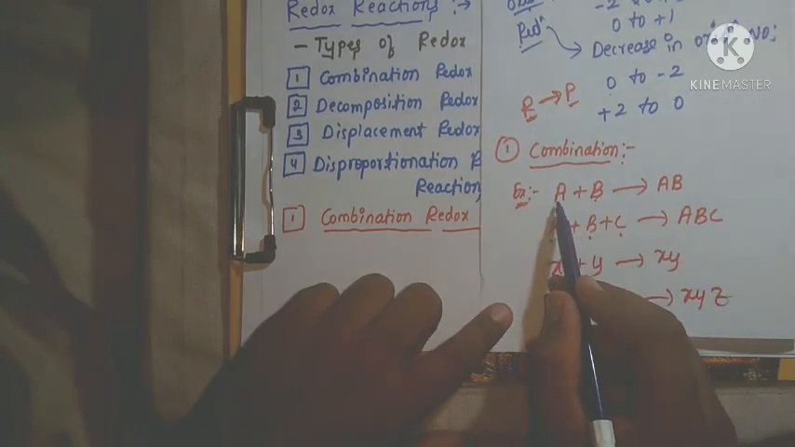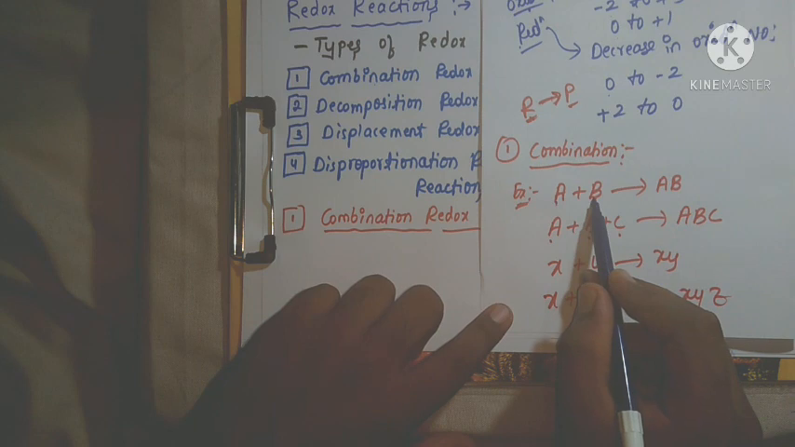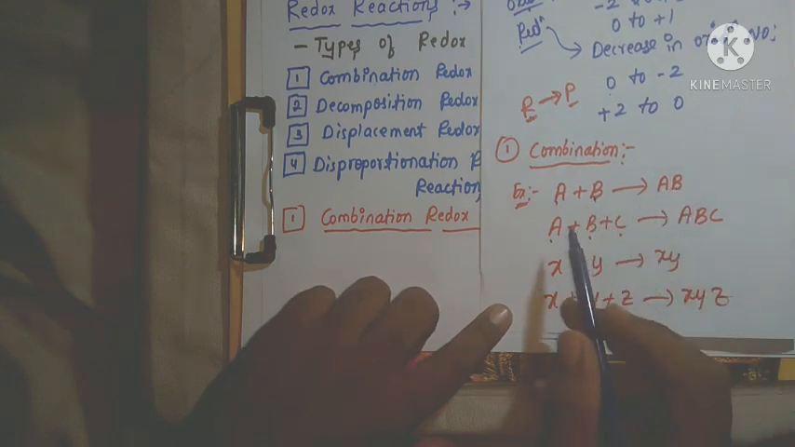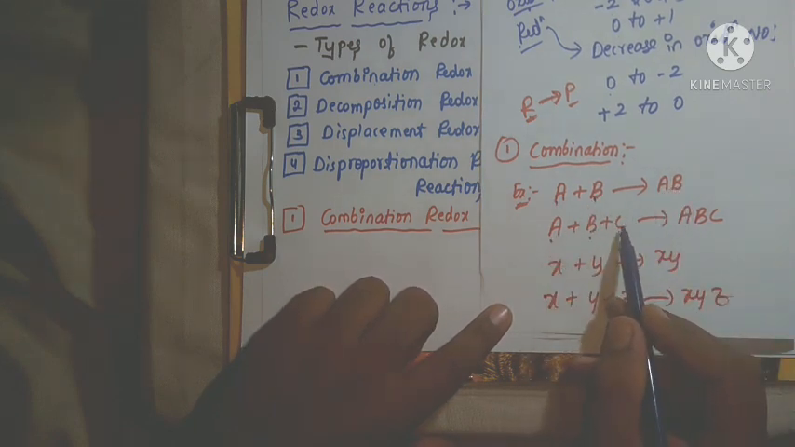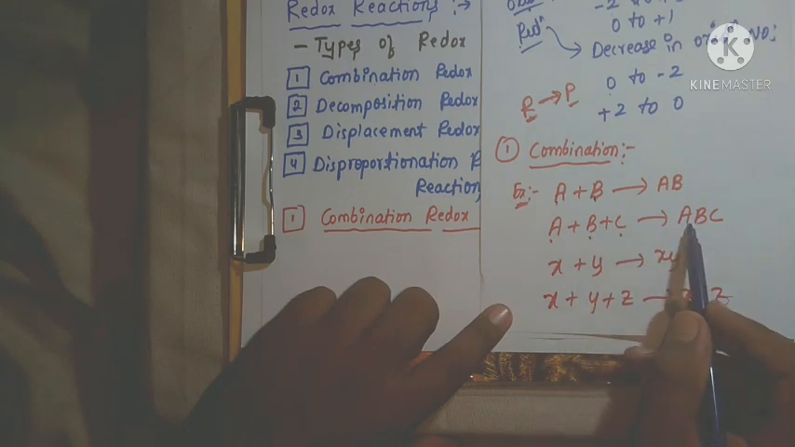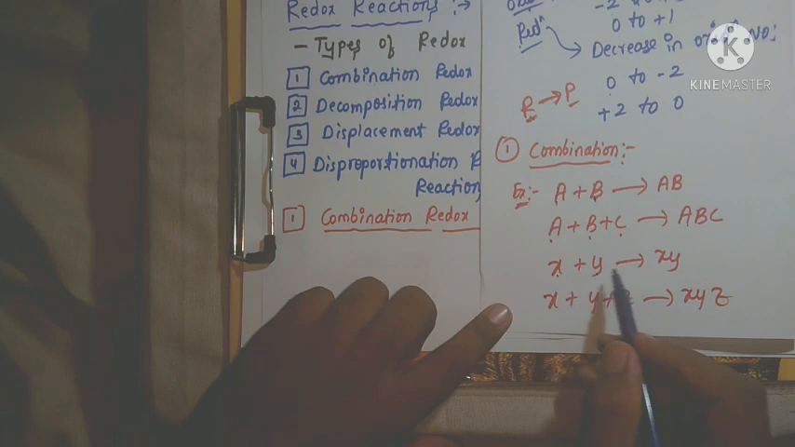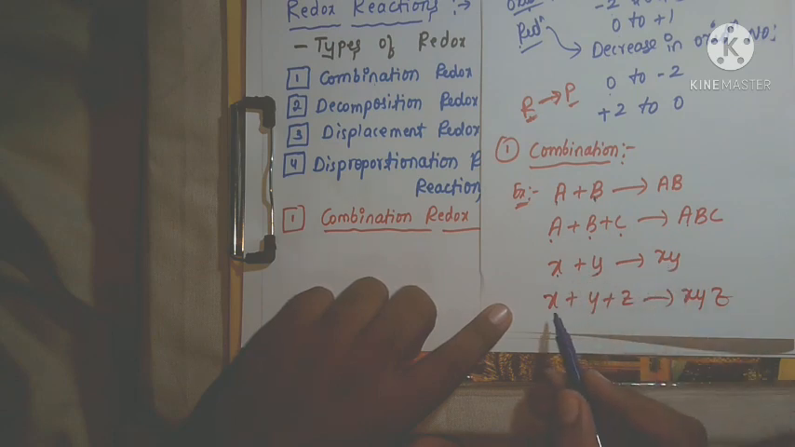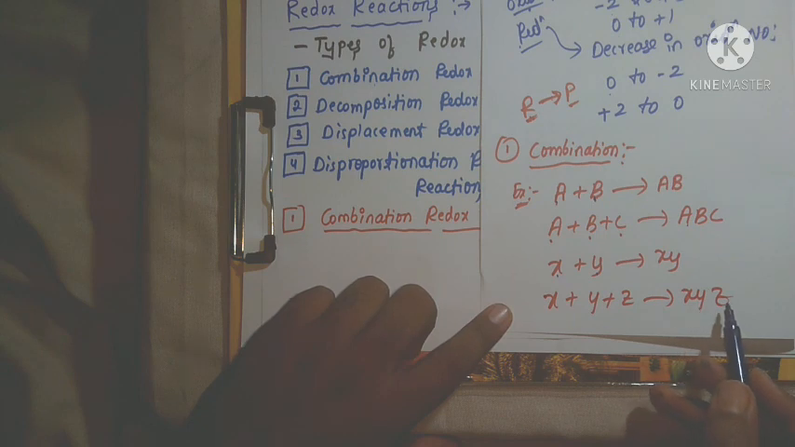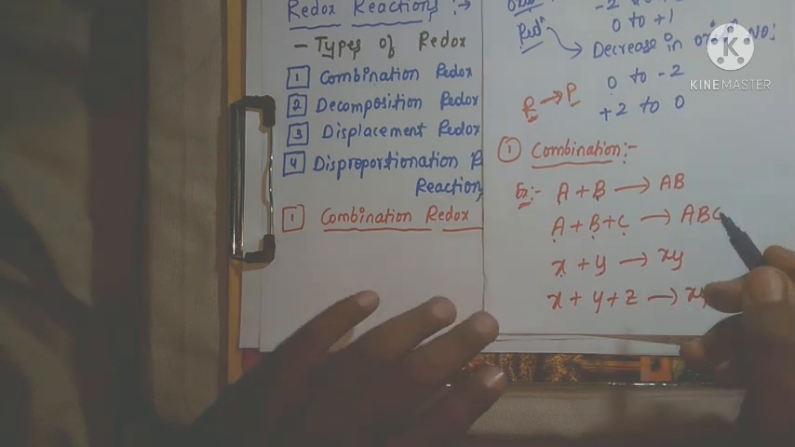Here two reactants A and B are combining and forming the product AB. Here three reactants A, B, C are combining and forming the product ABC. Here two reactants X and Y are combining and forming the product XY. Here three reactants X, Y, Z are combining and forming the product XYZ. Now just check here.